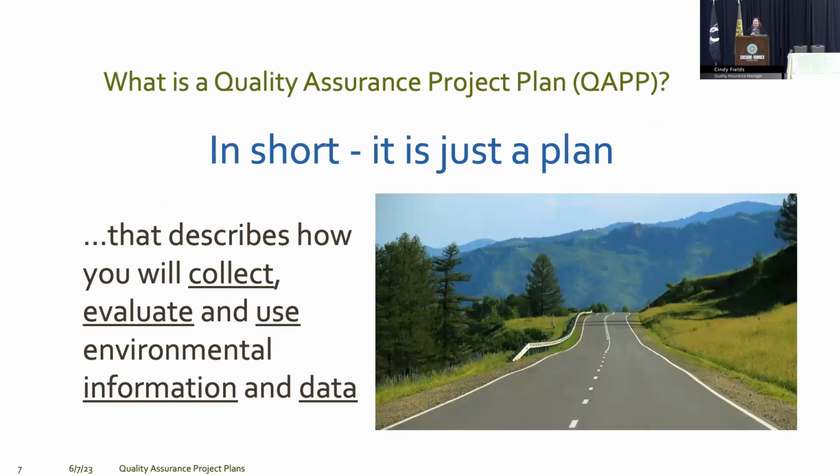So what is a quality assurance project plan? In short, it is just a plan. It describes how you collect, evaluate, and use the environmental information that you're collecting. And it's the best planning tool to use to make sure that you are thinking through all of the before, during, and after points of your collection procedures. And one useful tip is to document as you go when you first start planning. Start to write those things down so that you don't have to write a lengthy document at the end of the planning process.